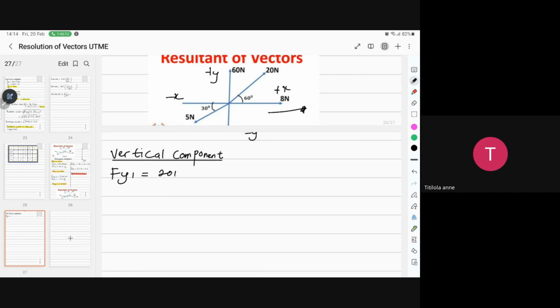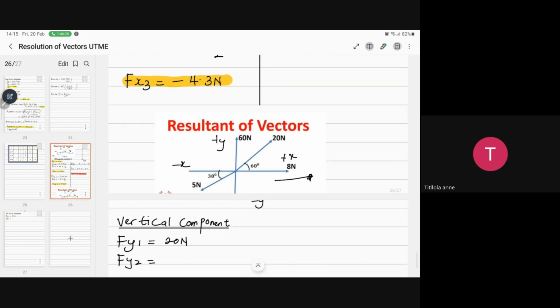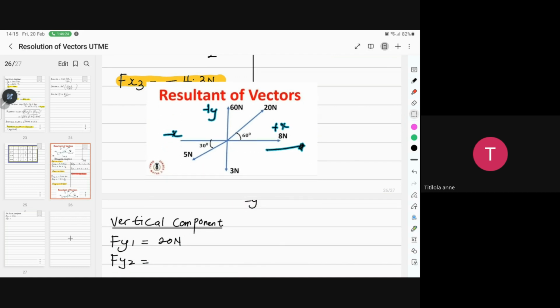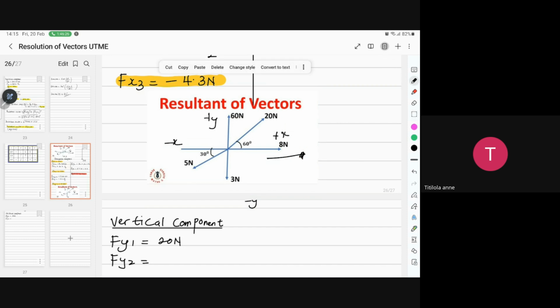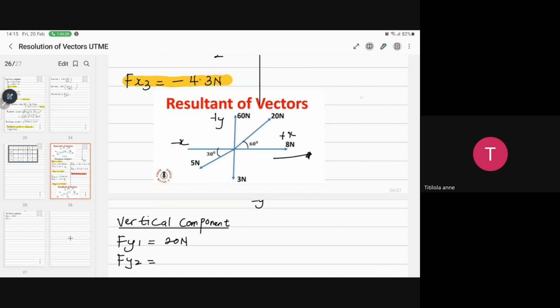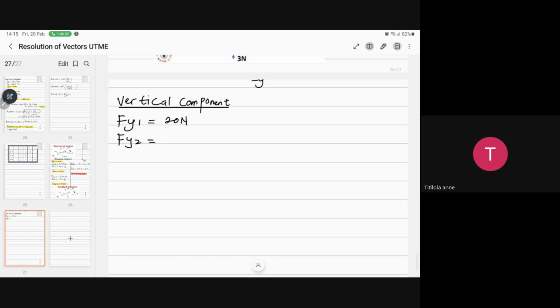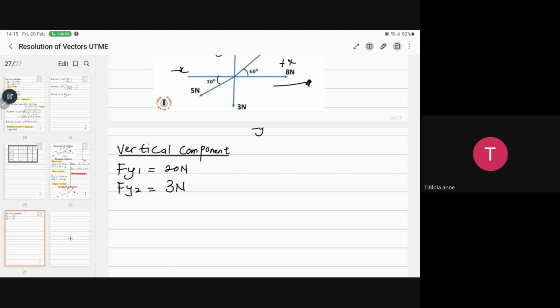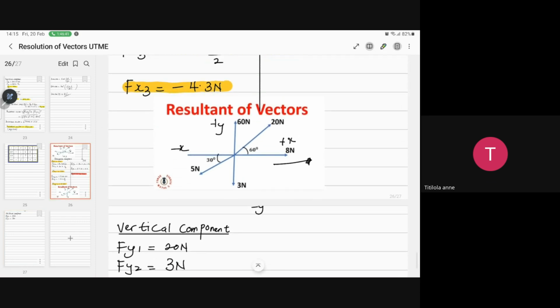All right, so for the vertical component now, let's call this one Fy1, equal to 20 Newton pointing up, which is positive. So let's have Fy2, which I think should be pointing downwards. That is this one. Let's bring it up a bit. Yeah, here is okay. So that value there is going to be 3 Newton. So the value here is 3 Newton for Fy2.